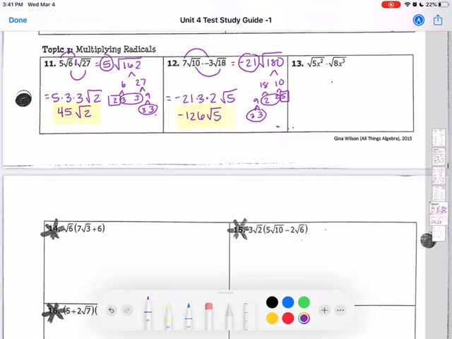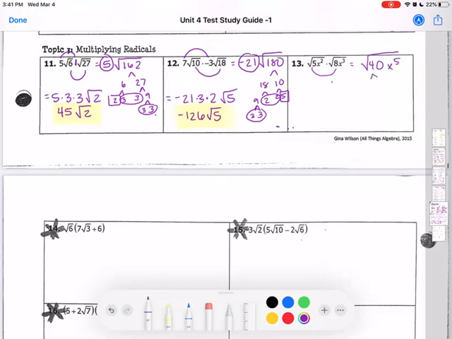Okay, here we have no coefficients, but we're going to multiply the insides, including the variables. So on the inside of this radical, I have 5 times 8, which is 40. And then when I'm multiplying x squared times x to the third, I'm going to add the exponents. So x to the 2 plus 3 gives me x to the 5th.